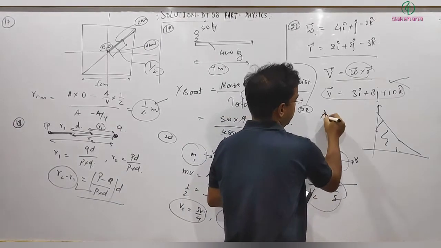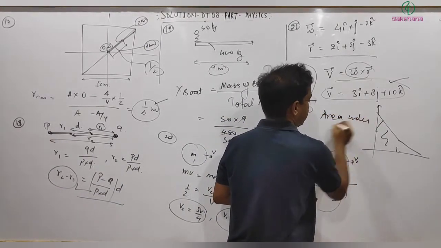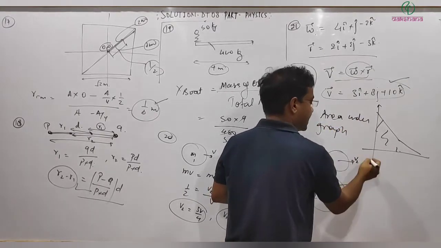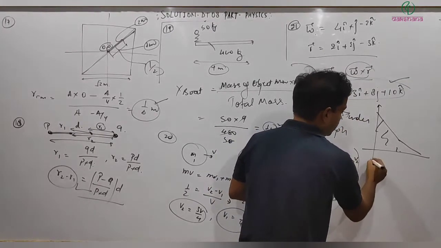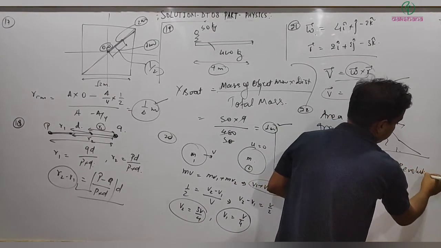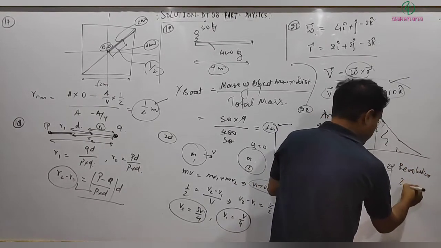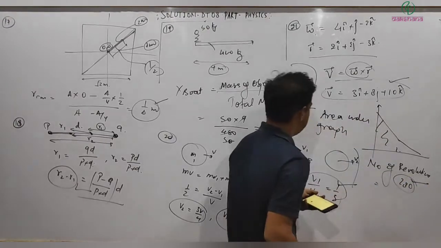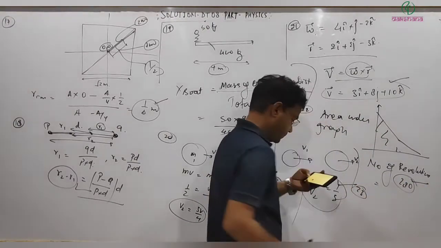That is simply the area under the graph, and calculating it we will get the number of revolutions, which comes out to be around 280. That is the answer to the problem. Next, question number 23.